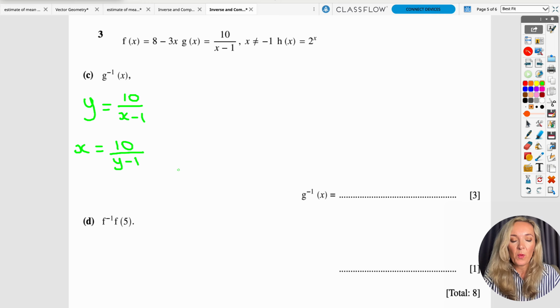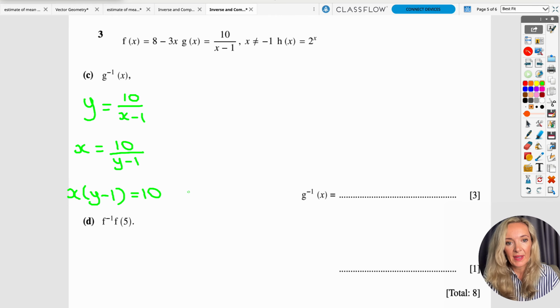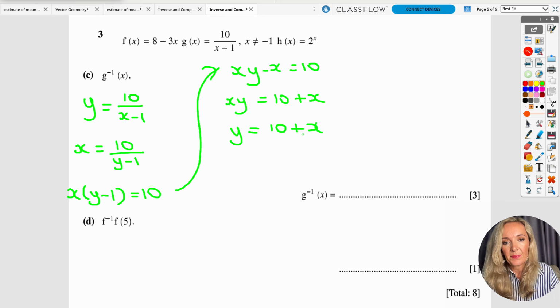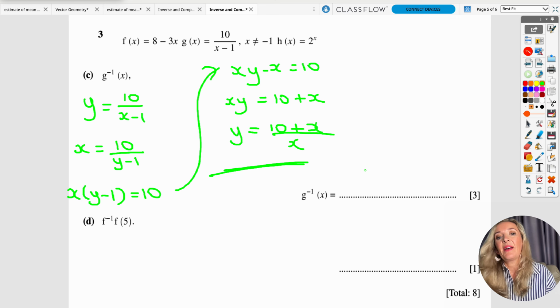Now we want to make y the subject, so it's no good if it's in the denominator at the moment, so let's multiply this, coming back up here because I've run out of room. So expanding the brackets, we get xy minus x equals 10. We need to make y the subject, so let's move this x over here. xy equals 10 plus x, and then one last step is just to divide by x.